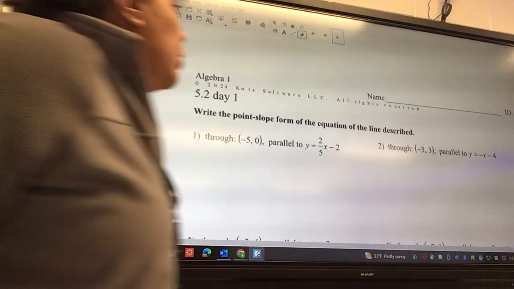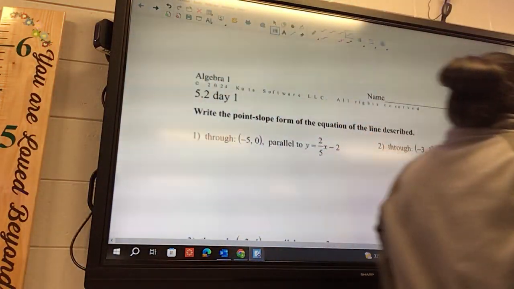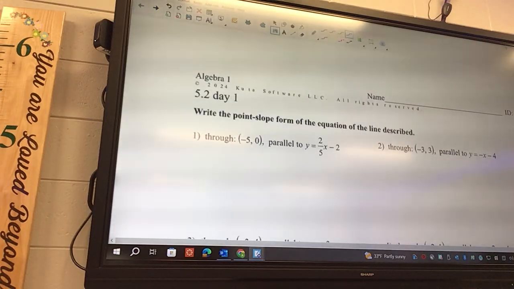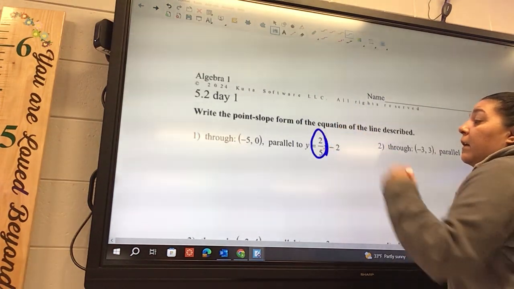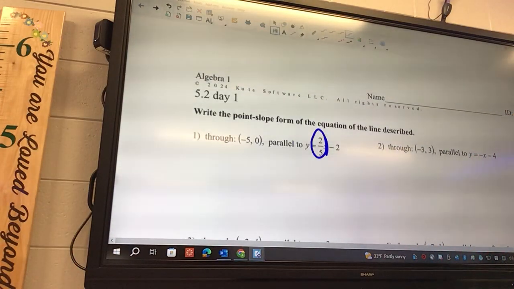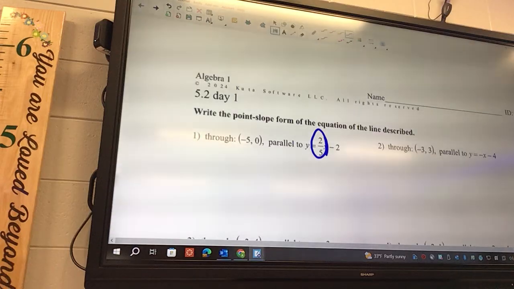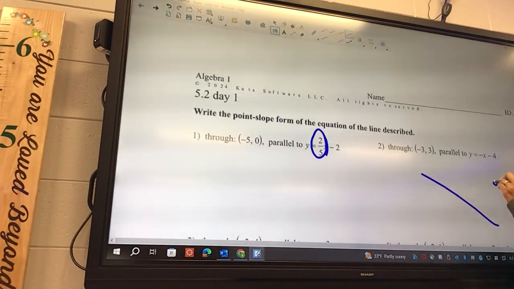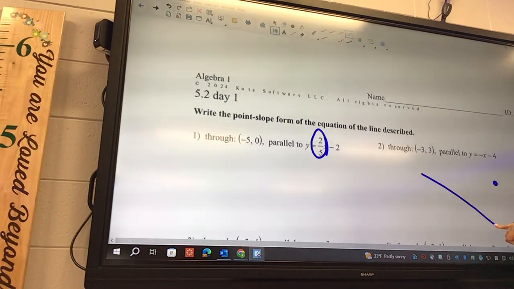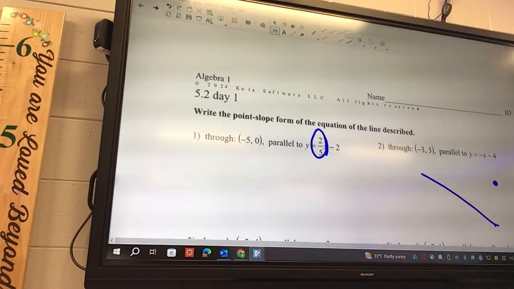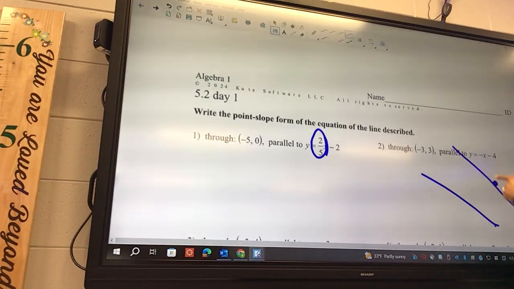It says parallel, so the slope is going to stay exactly the same. Right here, this is the slope of the current line. Whatever's by the x is the slope of the current line. They gave you a line and a point, and they're saying we want to find a parallel line, meaning it's never going to intersect, but that goes through this point. It's going to have the same slope.